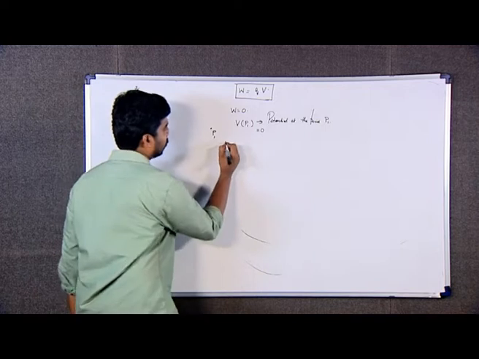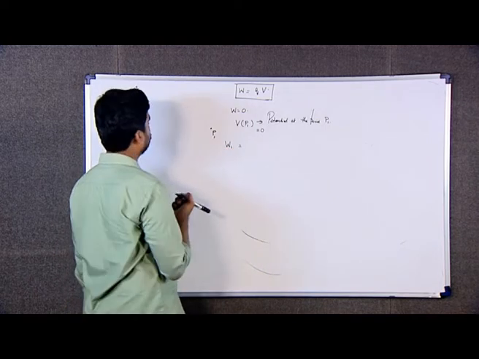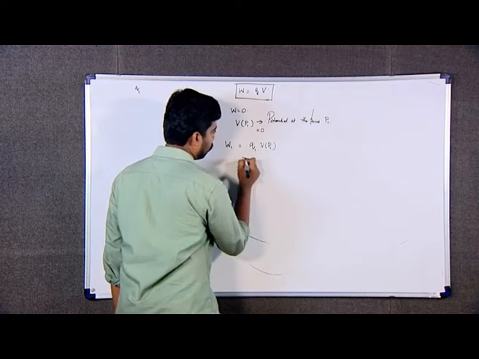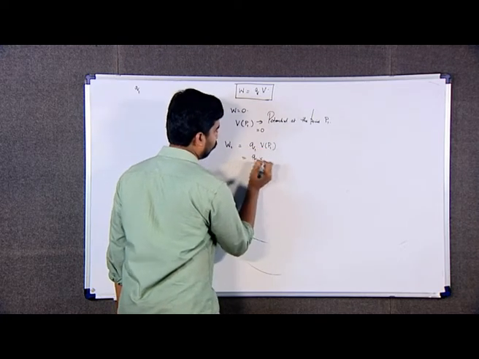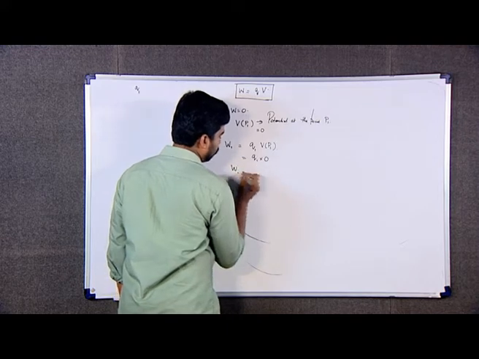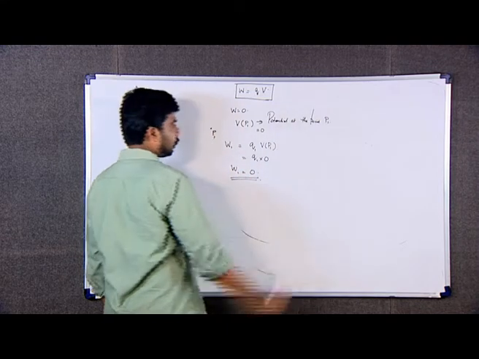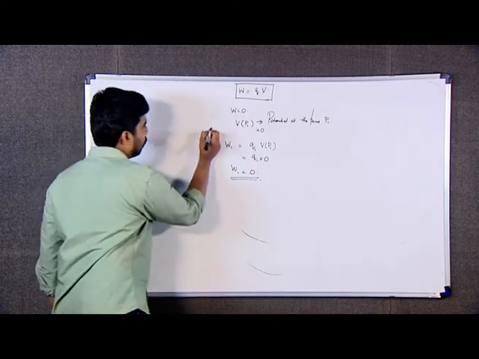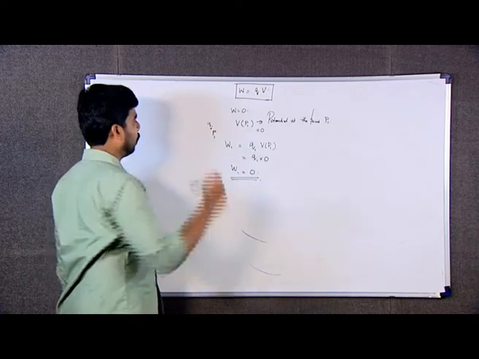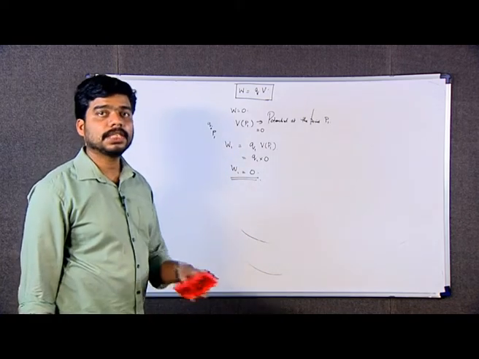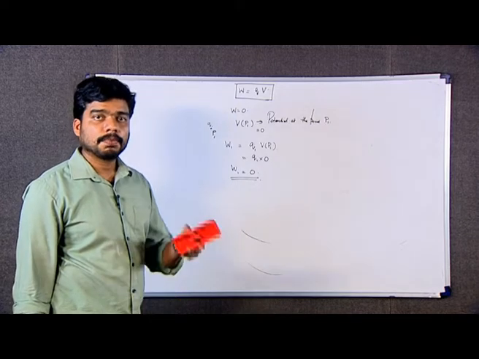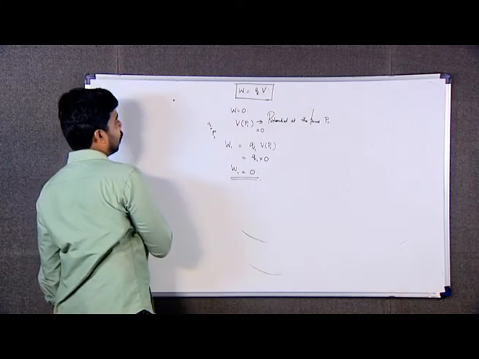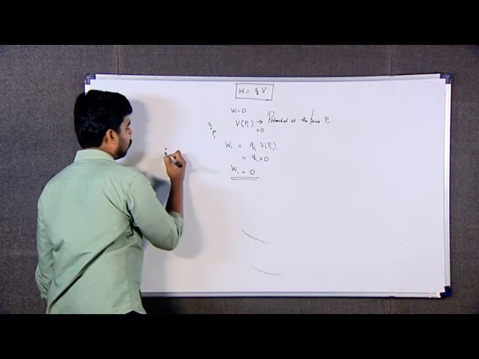So, W1 is equal to Q1 into Vp1, where Vp1 is equal to 0. So, Q1 into 0, that is W1 is equal to 0. Now, I took this Q1 and I am keeping this charge Q1 at the point P1. Now, I want to set another charge at the point P2 here.